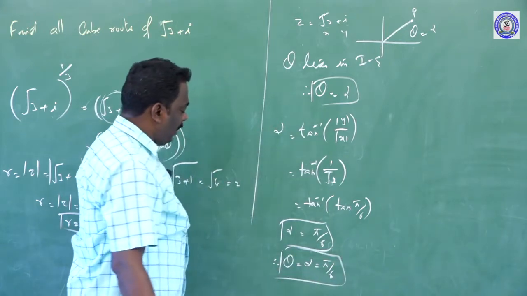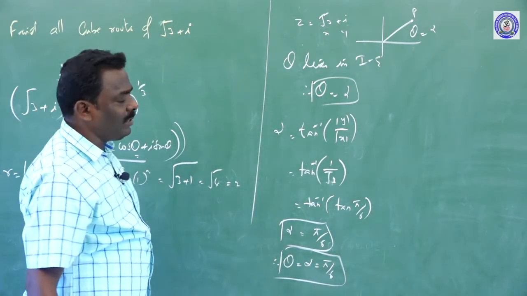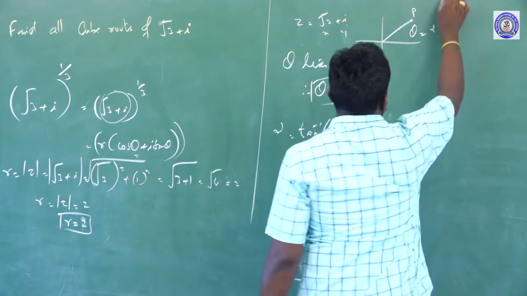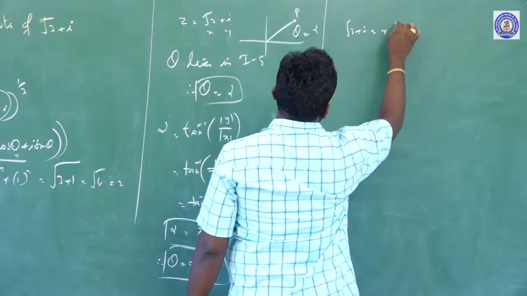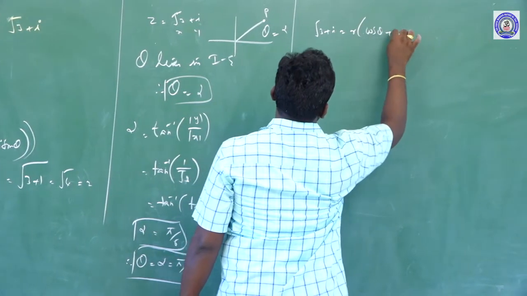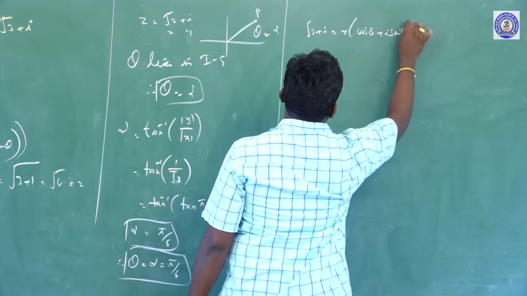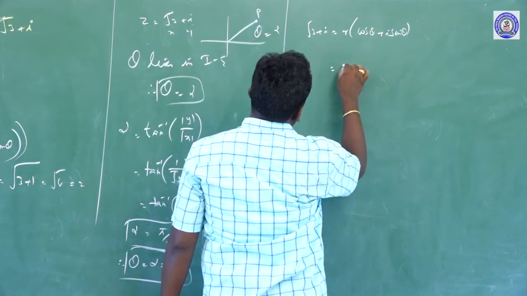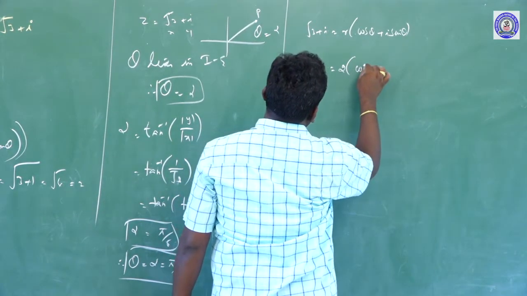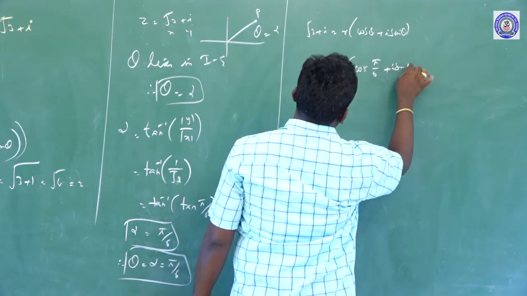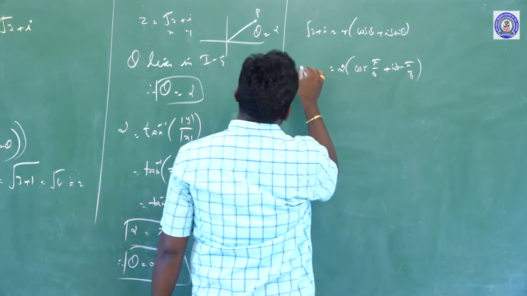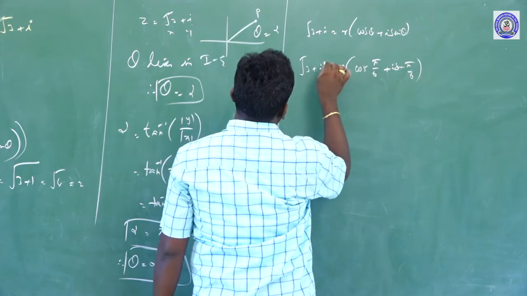Now that we have obtained the theta value, just replace it in the polar form. What is the polar form? Root 3 plus i is equal to r into cos theta plus i sin theta. Now we know r is equal to 2, so within the bracket cos pi by 6 plus i sin pi by 6 is the polar form of the complex number root 3 plus i.